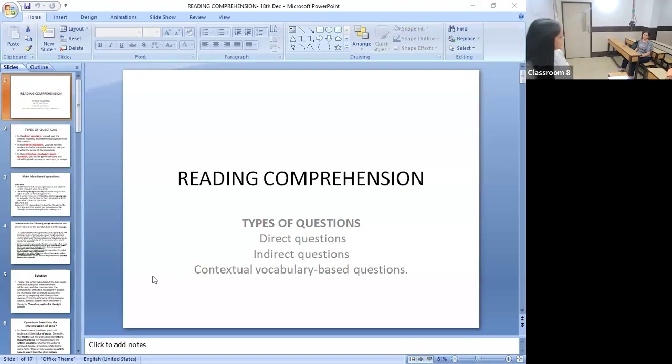Okay, so let's start with reading comprehension. This is the first topic which we are taking. So, Shantanu, Ayush, take out your notebook. You have it, second volume. Just take out the notebook.